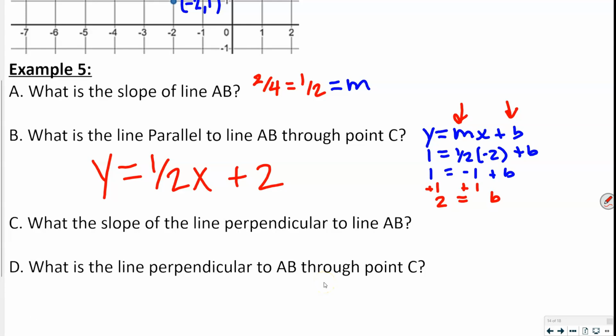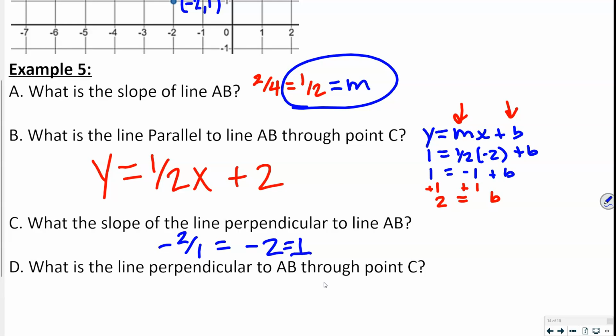Now the next part says, what is the slope of the line that's perpendicular to AB? Well, we know that the slope was 1/2 up here, right? So we need to flip that. So that's going to be 2 over 1. It's going to become negative, right? So negative 2 over 1 is negative 2, right? So that's our perpendicular slope, perpendicular m. Sorry, let me make that a little cleaner. So that's equal to our perpendicular m.